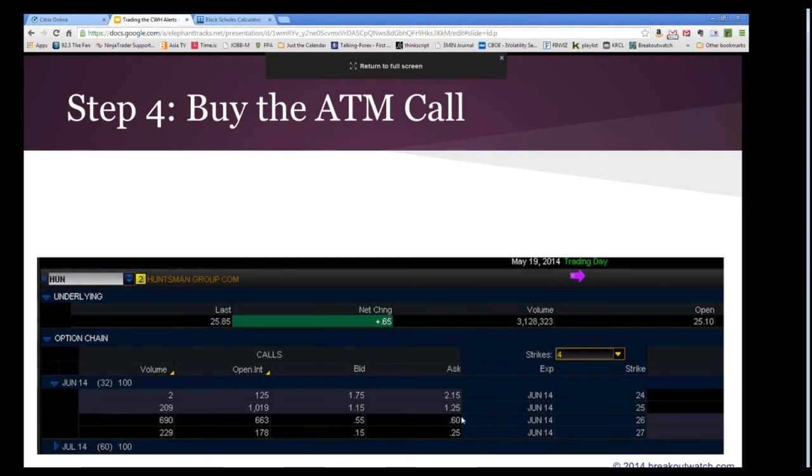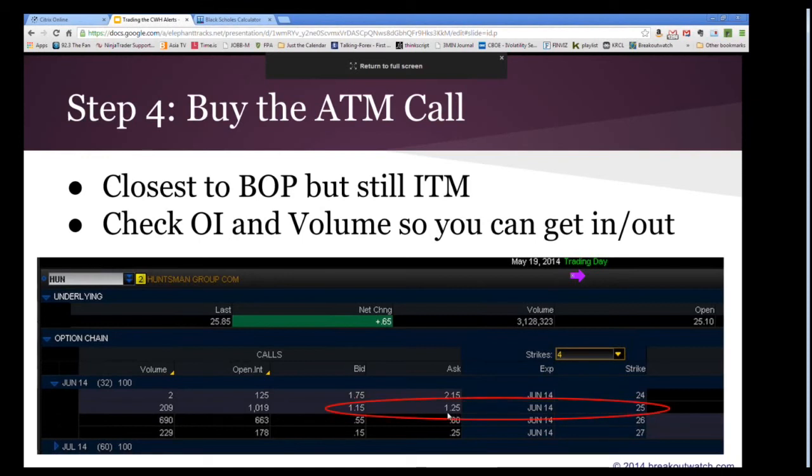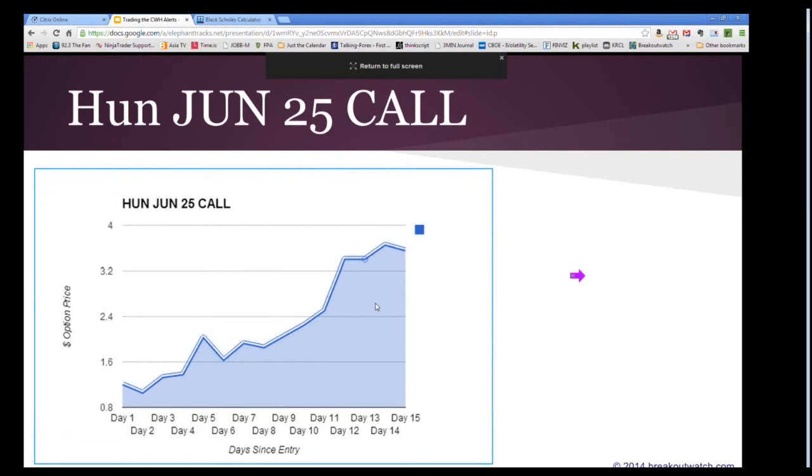Anyway, you see the bid and ask is $1.25. The open interest is 1,000. So to me, this is right in the wheelhouse. It's the right price for me. This is what that option actually did in price. So you can see it went up really nicely at the beginning, then it kind of levels off a little bit, still going upward. Then it really shoots up.